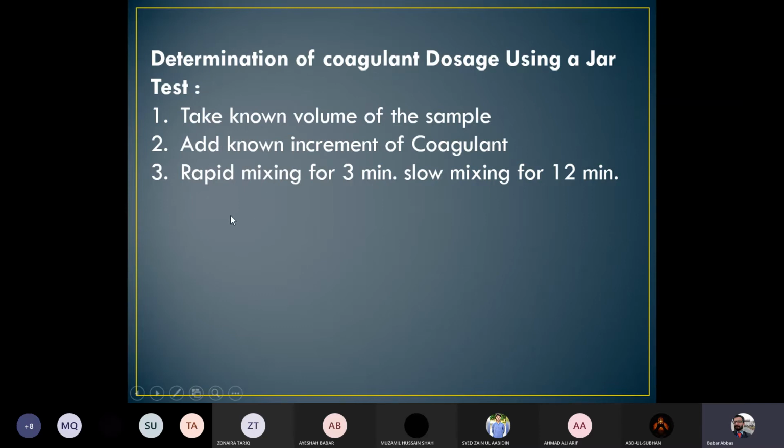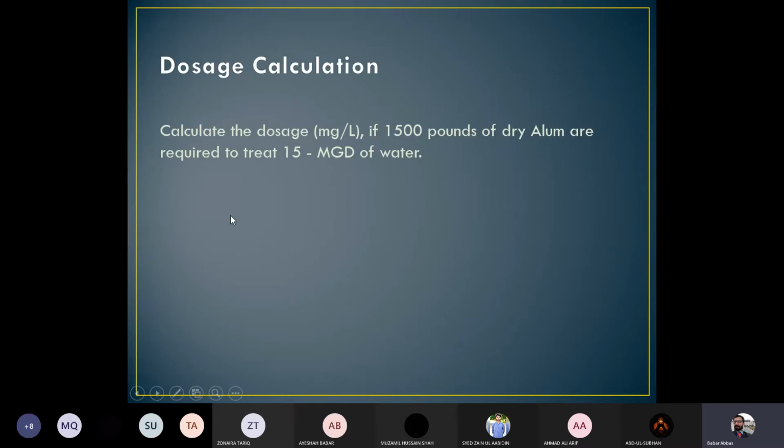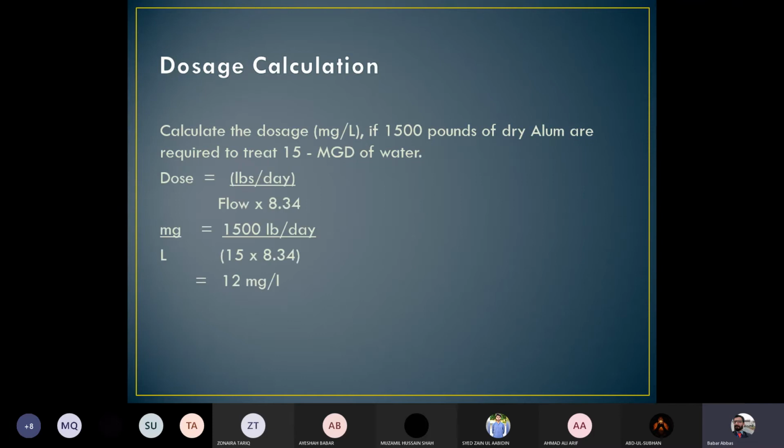rapid mixing for 3 minutes, slow mixing for 12 minutes. Then dosage calculation. If we are requiring 1500 pounds of dry alum for the treatment of 15 million gallons of water, then we may find out the dosage as the total quantity of alum being utilized divided by the total flow, times the conversion unit from gallons to liters.